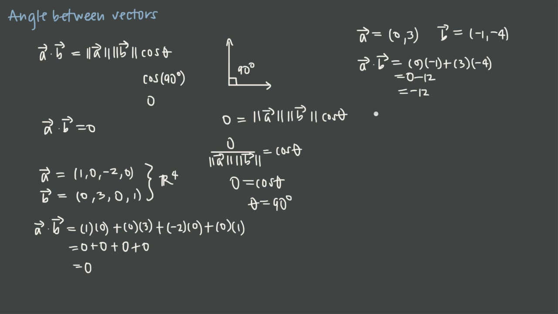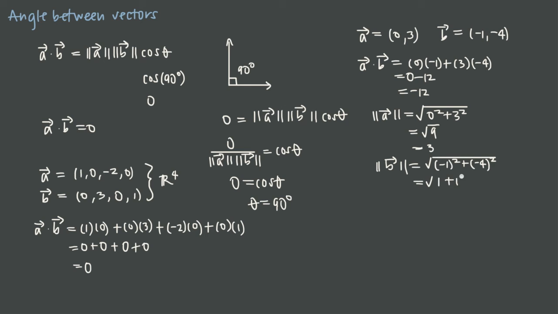Now we need the length of a and the length of b. So the length of vector a will be equal to the square root of 0 squared plus 3 squared. That's going to be the square root of 9, which is 3. And then the length of b, we know, is the square root of -1 squared plus -4 squared. That's going to give us the square root of 1 plus 16, or square root 17.